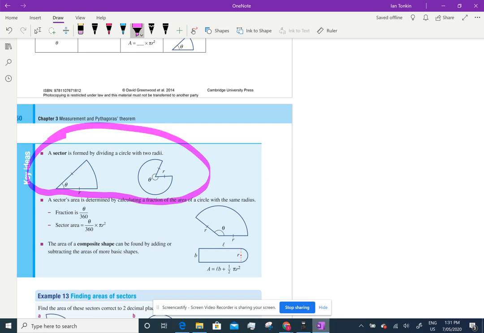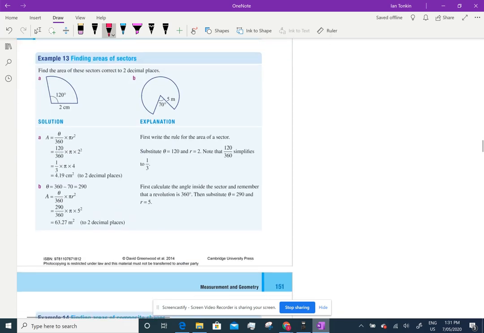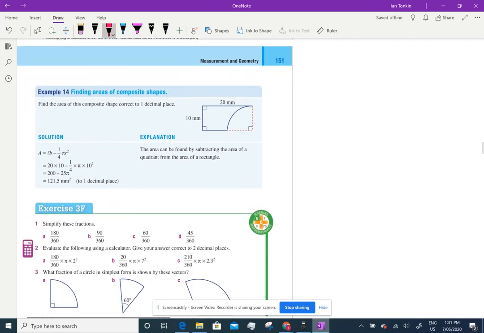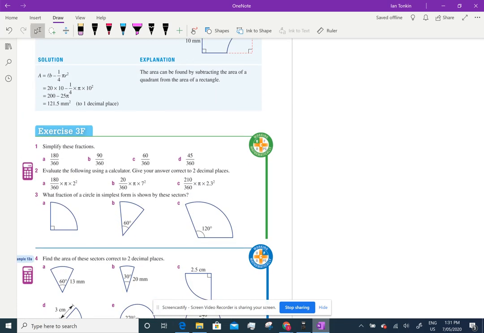Now, when you take a slice out, there are two sectors. You get the small sector, unless you take half of it, and the big sector. If you take half of it, you've got two equal sectors. So how do I find the area? Well, to find the area, you've got to find out how much of the circle do I have?